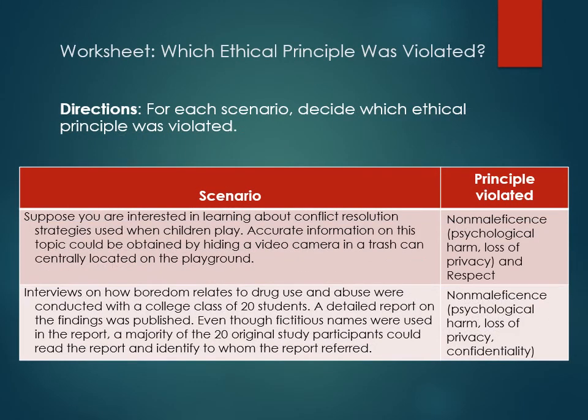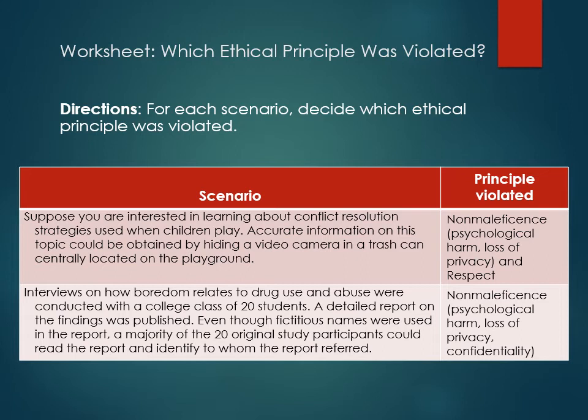Here's a couple more. Suppose you're interested in learning about conflict resolution strategies used when children play. Accurate information on this could be obtained by hiding a video camera in a trash can centrally located on the playground. So we've got a couple of things here. Number 1, we've got a loss of privacy and respect. So the loss of privacy is there's no anonymity to this because we've got a video camera, and loss of respect because people do not know if they are actively engaged in the project.